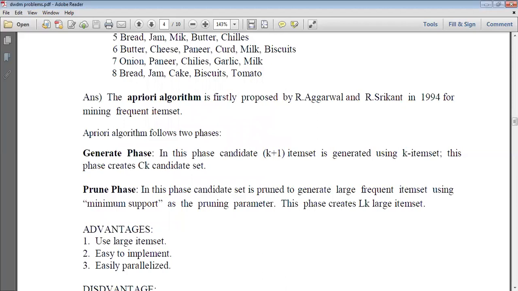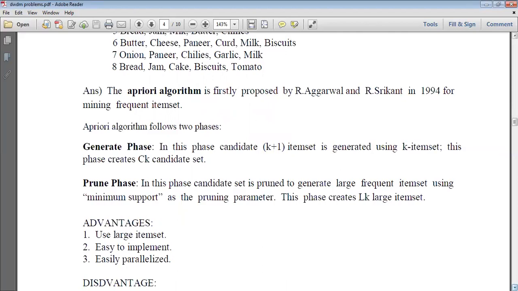What are the advantages and disadvantages of the Apriori algorithm? The advantages are that it finds large item sets, it is easy to implement, and it can be parallelized. The number of candidate sets can be generated in parallel. That is the major advantage of the Apriori algorithm.